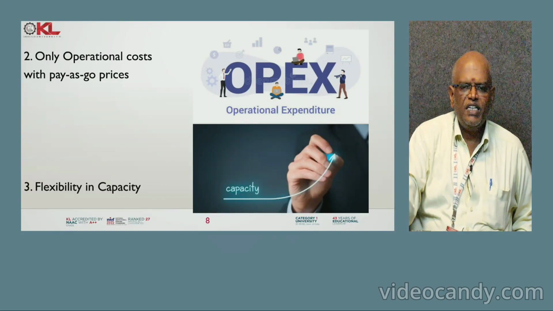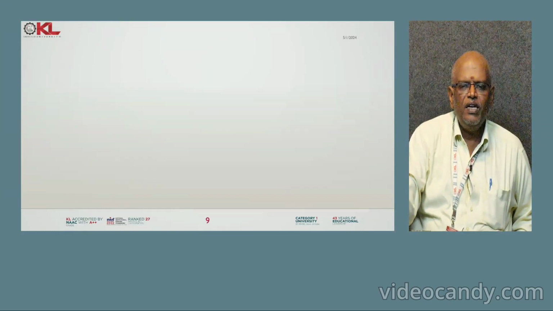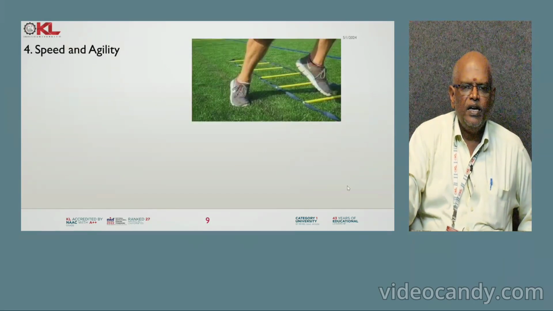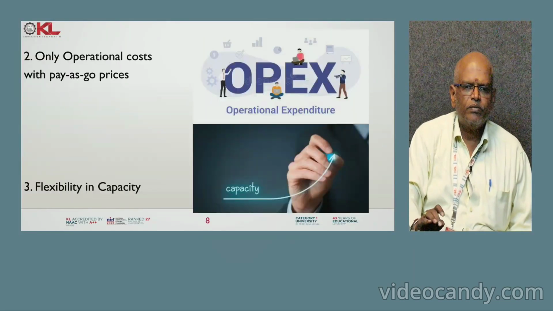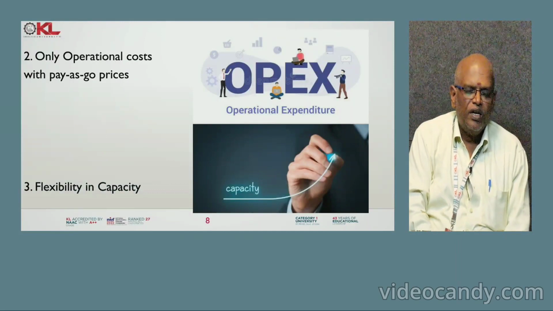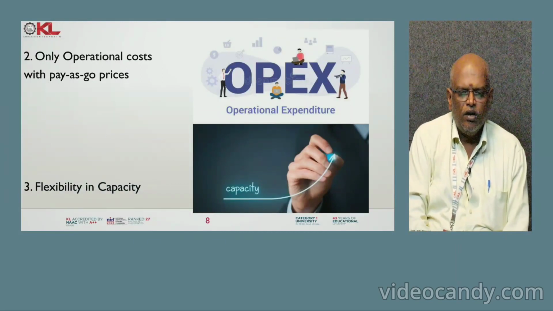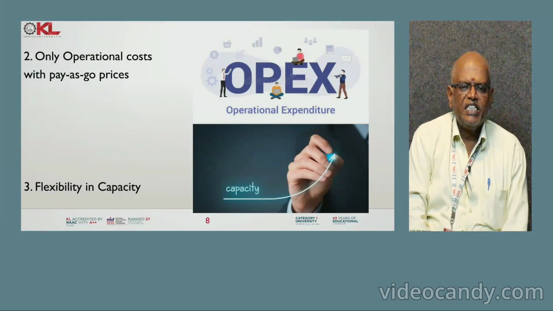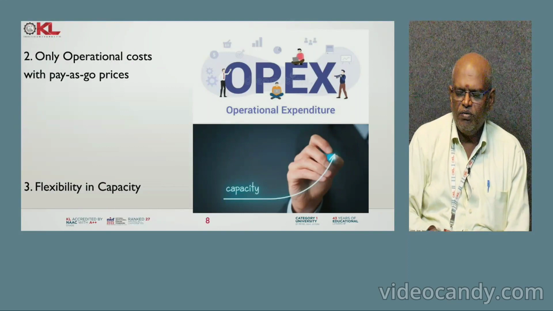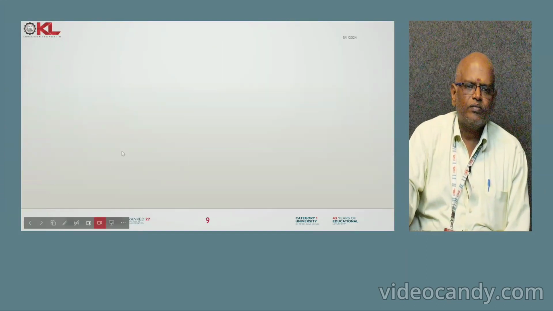Next one is flexibility in capacity. The capacity can be increased suddenly whenever we want to run a high rate of computing, that is high performance computing. During that time we need more memory space, more RAM capacity and hard disk capacity. Apart from that, we need more processing speed also. At that time we can suddenly expand our requirements and perform the computing operation.